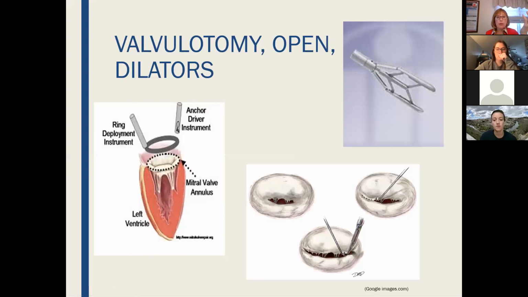Some people do well with it. Some people, after it's been stenotic, they clear it out and now it's regurgitant. It doesn't work as well. So we're always assessing afterwards, because we're never sure it's working until we see how they're doing, you know?